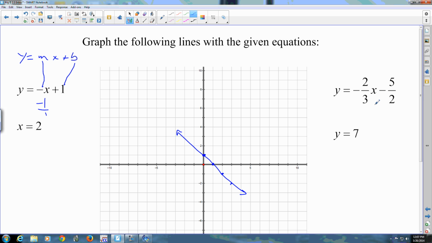Let's try this one next. It's got a fraction. It doesn't really matter for the y-intercept. -5/2. So it's a -2.5. So you go down 2.5, and it's okay that it's sitting at a fraction. And then I'm going to choose -2/3. You could choose 2/3. I'm going to choose this one. Doesn't really make any difference. Okay? So from there, you go down 2, 1, 2, and then run 3. 1, 2, 3. There's your line.